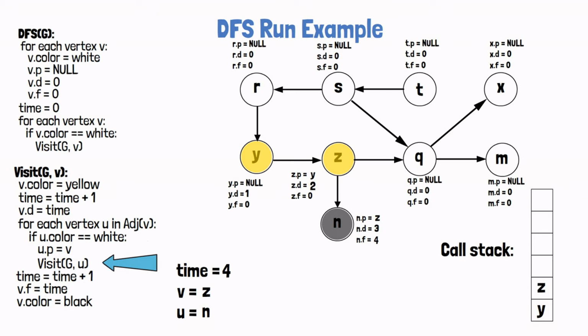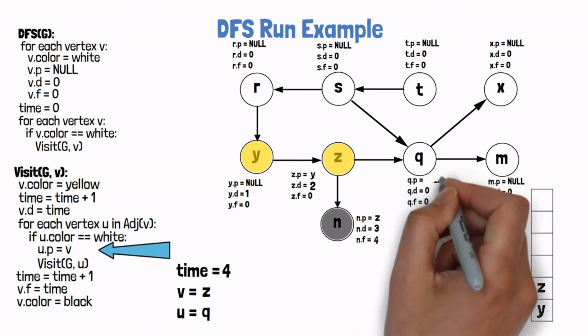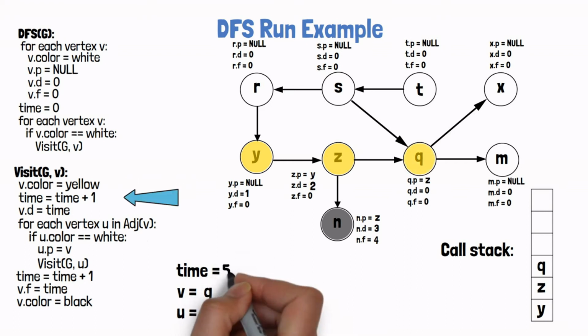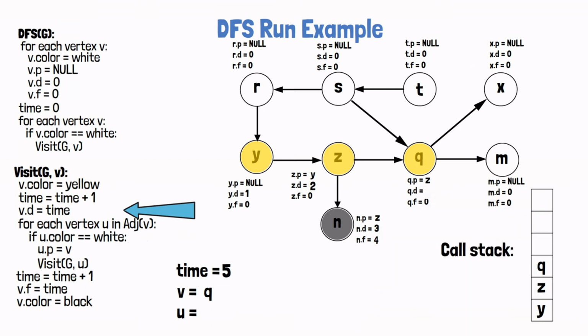We are back to handling z, and we move on to the next neighbor of z, which is q. Q is still white, so we set its parent to be z and visit q. We add q's context to the call stack, clean the local variables and go to visit q. We color q yellow, increment the time to 5, and set 5 as the discovery time of q.